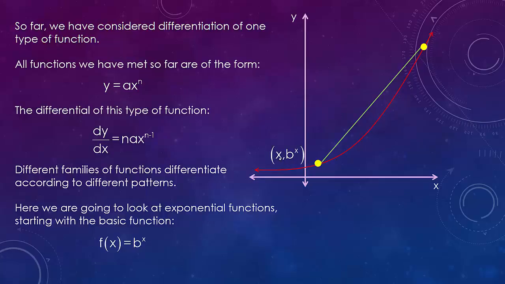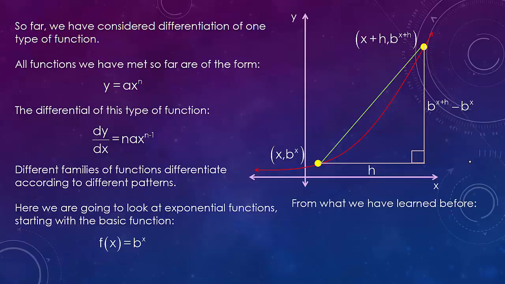So this point here, if the x-coordinate is x, the y-coordinate is b to the power x. And if this point here has x-coordinate x plus h, then the y-coordinate is b to the x plus h. We're just substituting x plus h into the function. So, again, we'll do a rise over run. And, of course, this is a right-angled triangle that we've formed here. This distance is h, that's the difference between the x-coordinates. And this one here is b to the x plus h, take away b to the x.